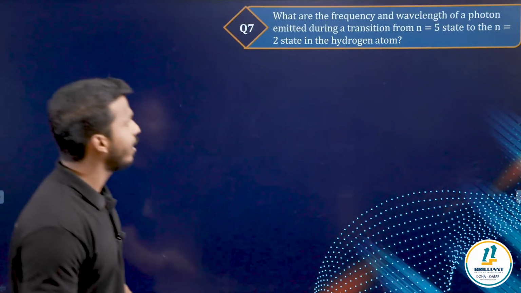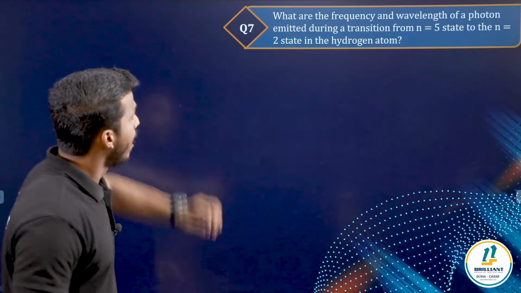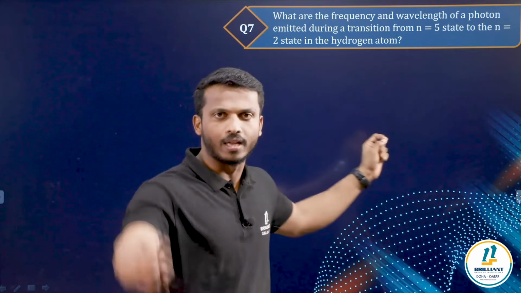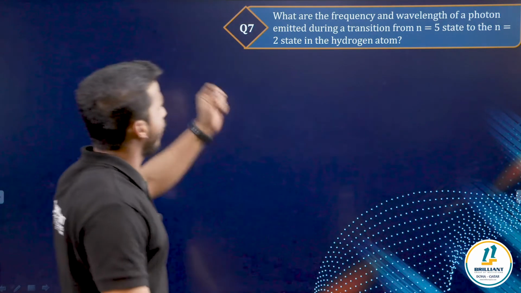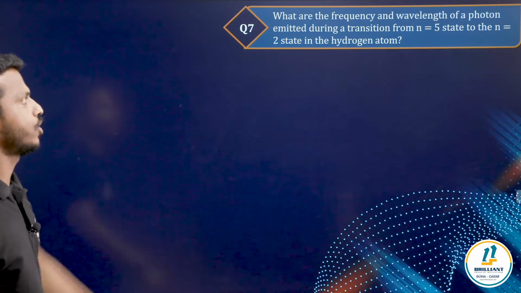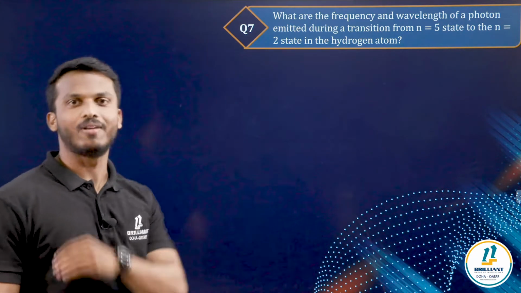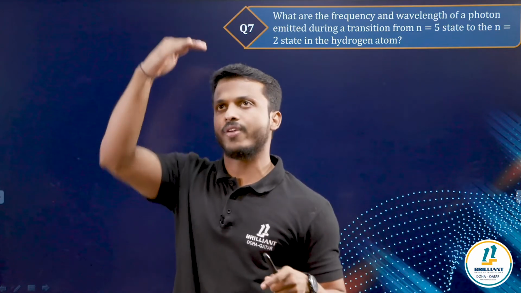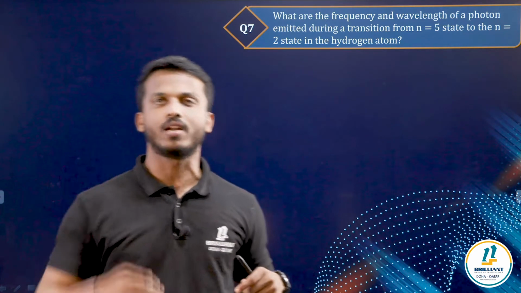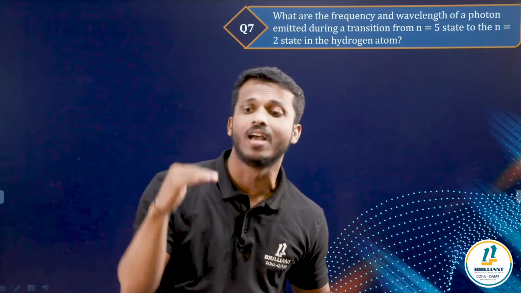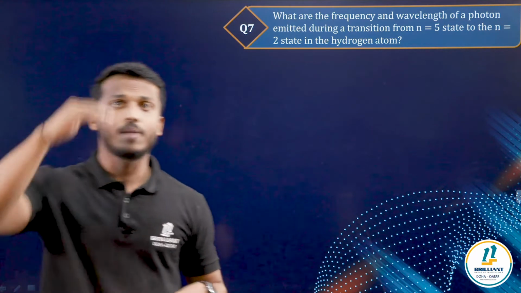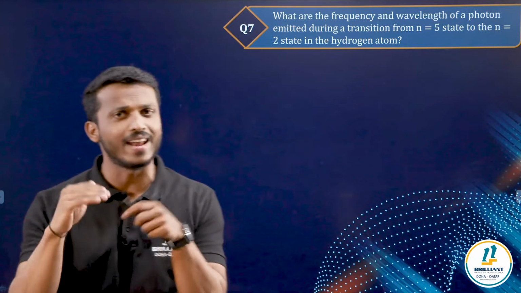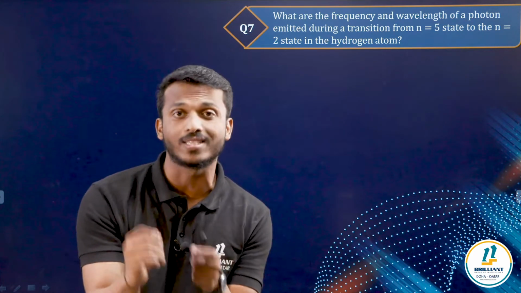Let's go to question number 7, dear all. Another question from numericals. What are the frequency, that means nu, and wavelength lambda of a photon emitted during a transition from 5th level to 2nd level? Dear all, an electron is traveling from 5th energy level to 2nd energy level. So what is the initial level? 5th. What is the final level? 2nd. Correct? Let me write n_i is the initial level, n_f is the final level. So what is n_i here? 5th, and n_f is the 2nd level.